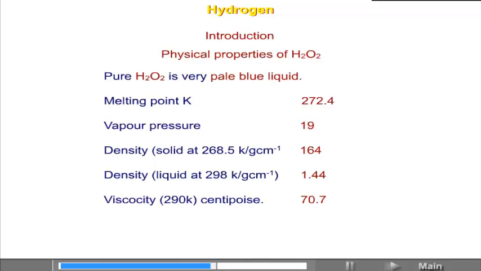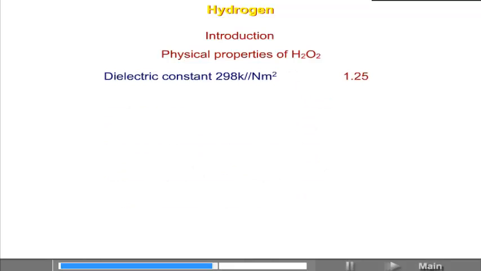Viscosity at 290 Kelvin in centipoise is 70.7. Dielectric constant at 298 Kelvin is 1.25. Electrical conductivity at 298 Kelvin in per ohm per centimeter is 5.1 into 10 raised to minus 4.